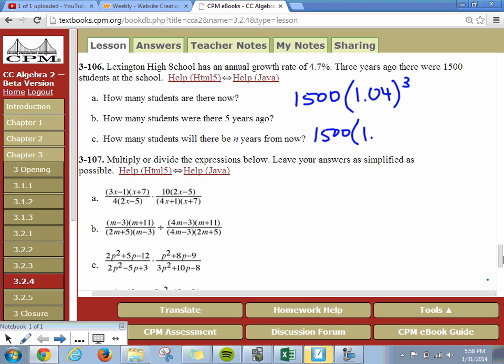In B, they say how many students were there 5 years ago. You have to remember that we were talking about something that happened 3 years ago. And so our rate we're looking at, nothing really changes except our exponent should be to the negative 2. And then see how many students will there be n years from now. So a little bit complicated step is that from now, we're talking about from now, but we also know that to get today, we had to have it to the third. So the power we're looking to raise it to n years from now, and then plus the additional 3 to bring it up to speed.